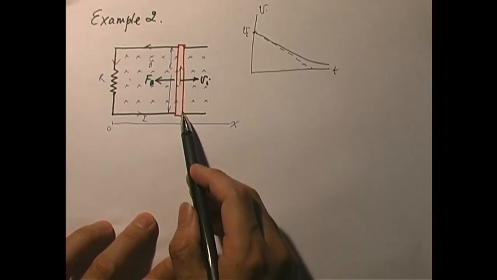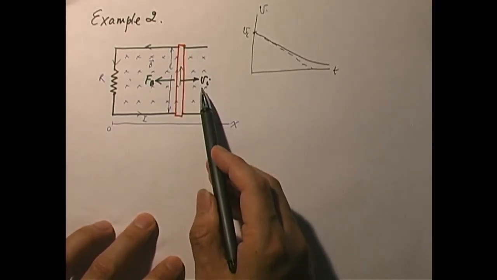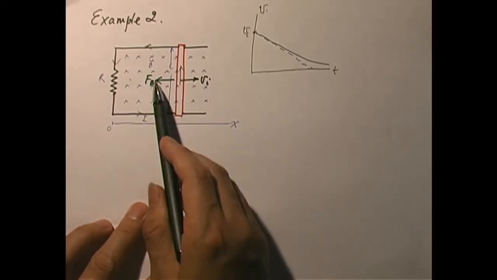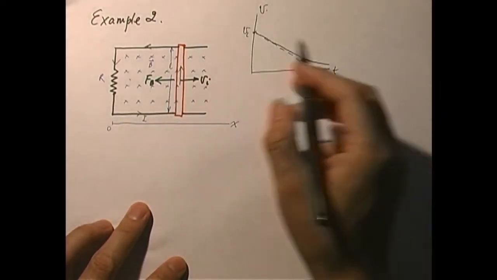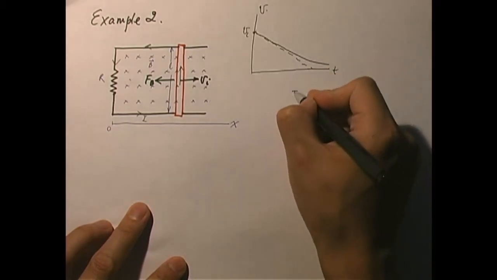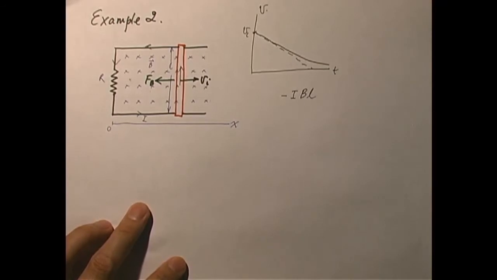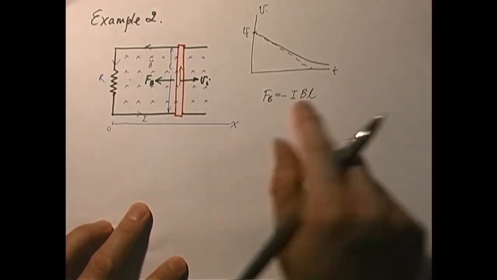To solve the motion of this bar, we have to establish the equation of motion from Newton's second law. There is only one force acting on it. That is this force. Okay, so that's that force. And let's write it down. What's that force equal to? It is equal to I B L, and it's got a negative sign, right? It's got a negative sign because our positive direction is like that.